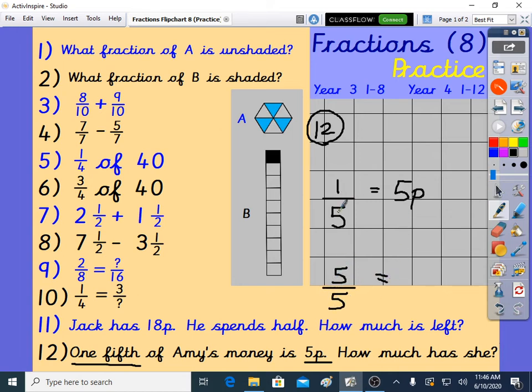It's going to be more than 1/5, isn't it? 5/5 is going to be 5 times as much as 1/5. It's 5 times bigger. That numerator at the top, 1, gets multiplied by 5 to become 5, because 1 times 5 is 5. So we just have to times this 5p by 5. 5, 10, 15, 20, 25: 25p. 1/5 of Amy's money is 5p. How much has she? The answer is 25p.